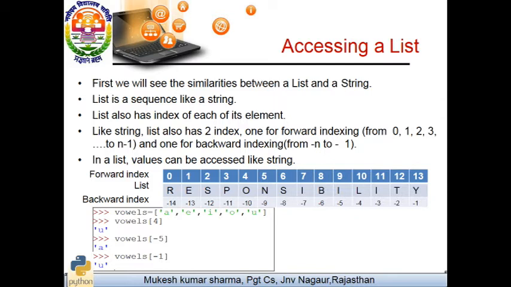Now let's look at this program. I have already created a program for list. The vowel variable is assigned A, E, I, O, U in the list. I want to access the element at index 4. In square brackets I input the 4. The output will be U. If we input vowel with -5, we will get the output.